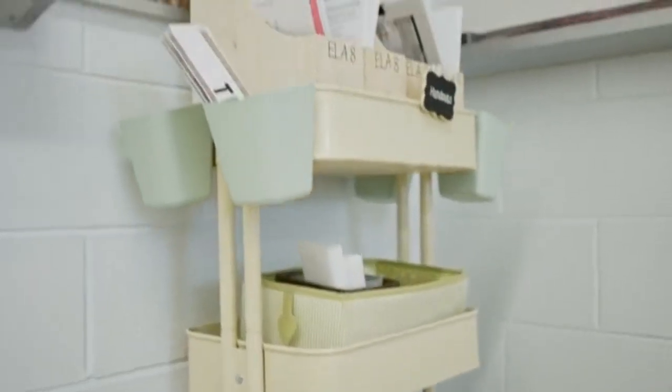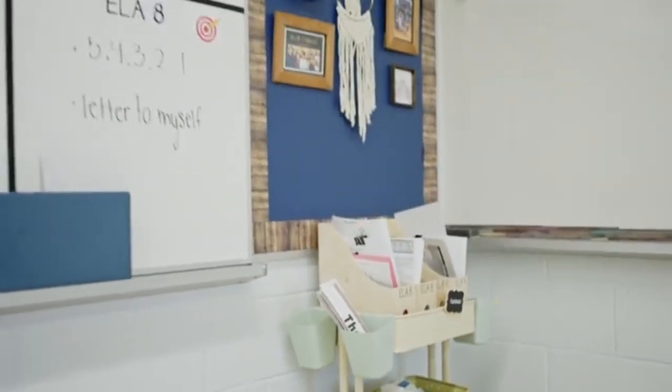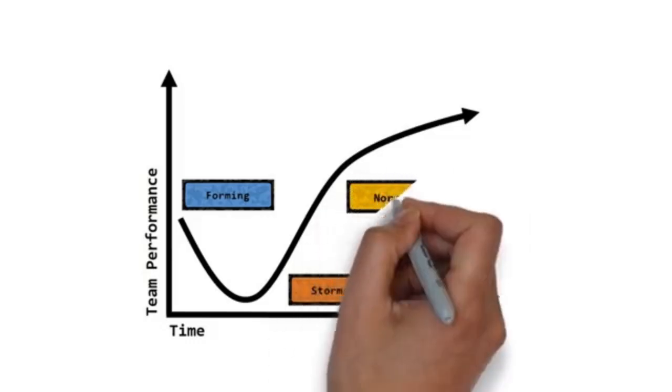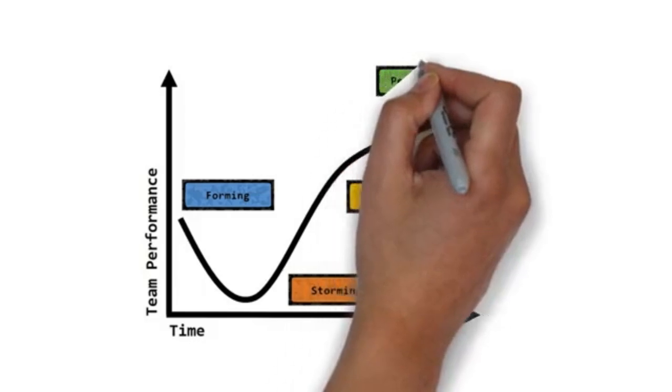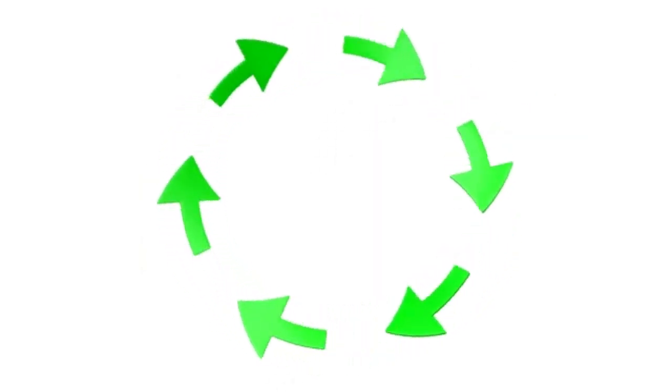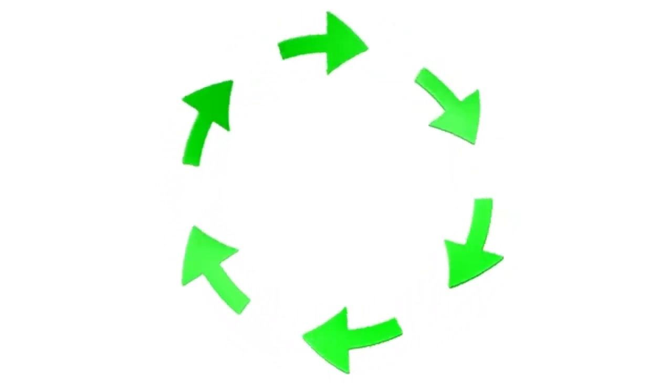First up, let's talk about behaviorism, one of the earliest and most influential theories of learning. Behaviorism focuses on observable behaviors and how they're shaped by the environment. It's all about stimulus and response. The idea is simple. Our behavior is learned through interactions with the world around us.